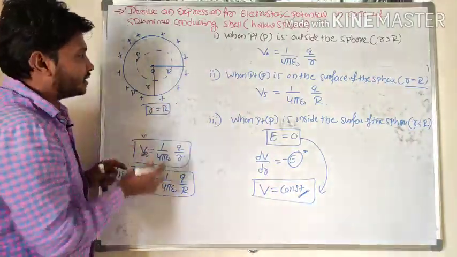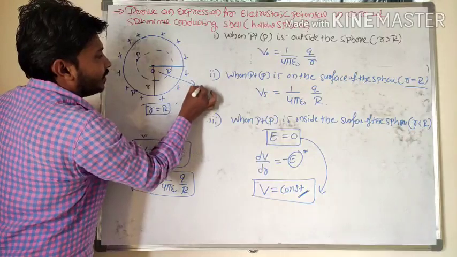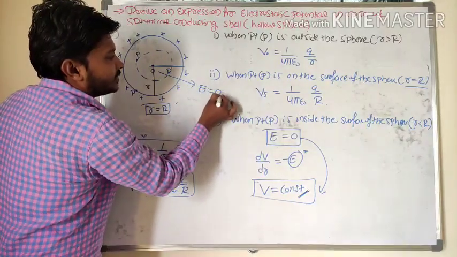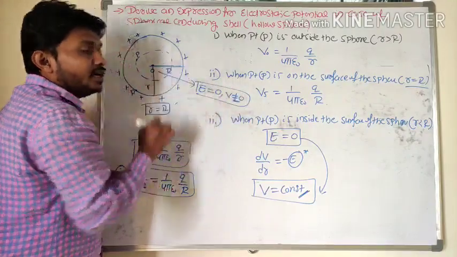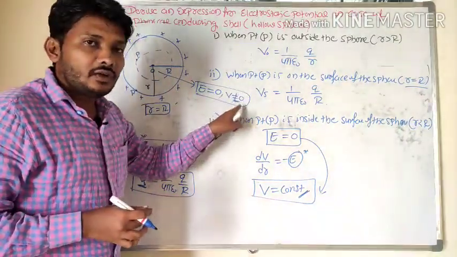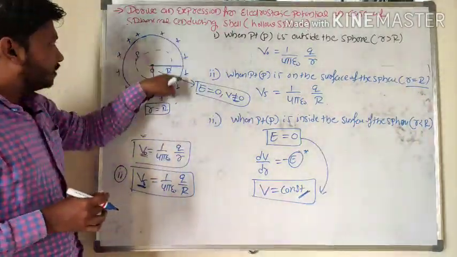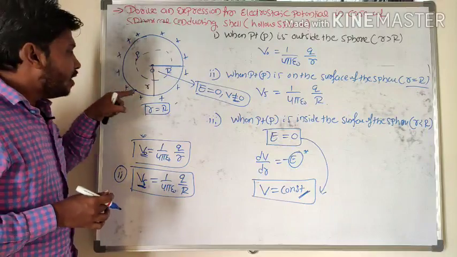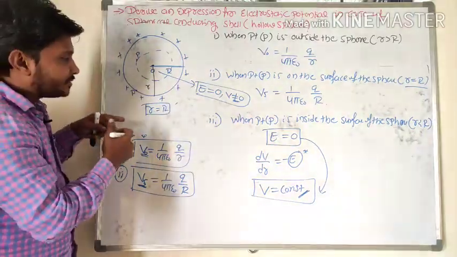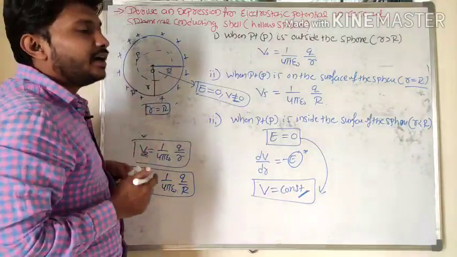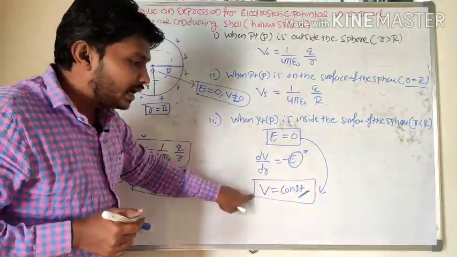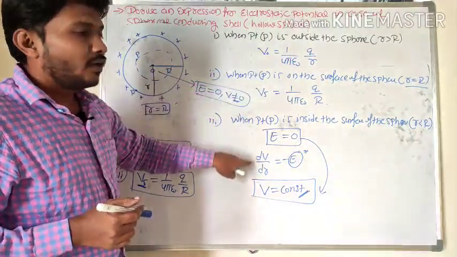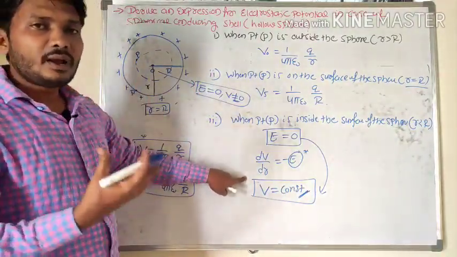Potential value is not 0, or in other words, inside the sphere E is equal to 0 but V is not equal to 0. V is having a certain constant value here. So in case of that hollow spherical conductor, with the point of observation outside the sphere, on the surface of the sphere and inside the sphere, in these three cases I got different answers here. So these are all the formulas related to potential.